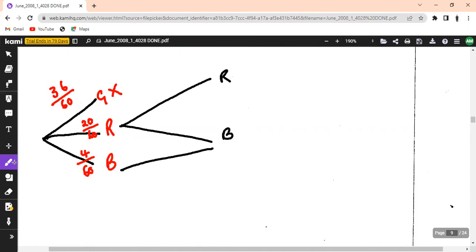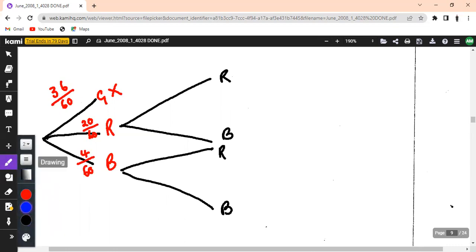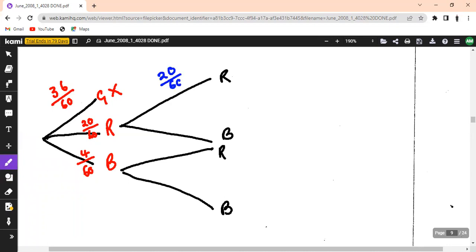So which means we are going to focus with only 2 branches here, that is red and blue. But the red and the blue part, they are going to remain as they were before. The red here, because you pick a marble, then you replace it back, so you haven't done anything. You haven't affected anything. So the red was going to remain as it is, which is 20 over 60. The blue was going to remain as it is, which is 4 over 60. The same thing here, the red remains 20 over 60, the blue as it is, 4 over 60.